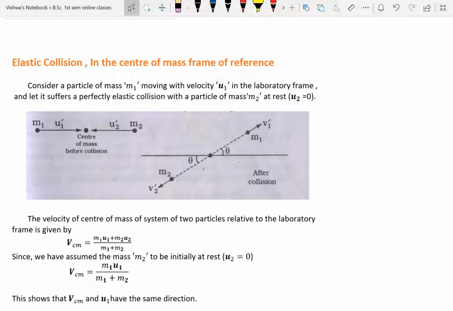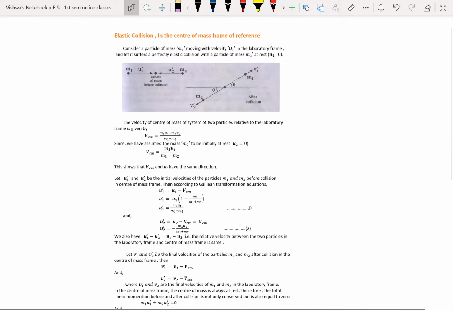Welcome to class of physics. This is the sixth lecture. In the previous lecture we had derived an expression for the final velocities, that is the velocity after collision in the laboratory frame of reference, for elastic collisions. Now I am going to derive an expression for the velocity after the elastic collision in the center of mass frame of reference. So see the derivation.